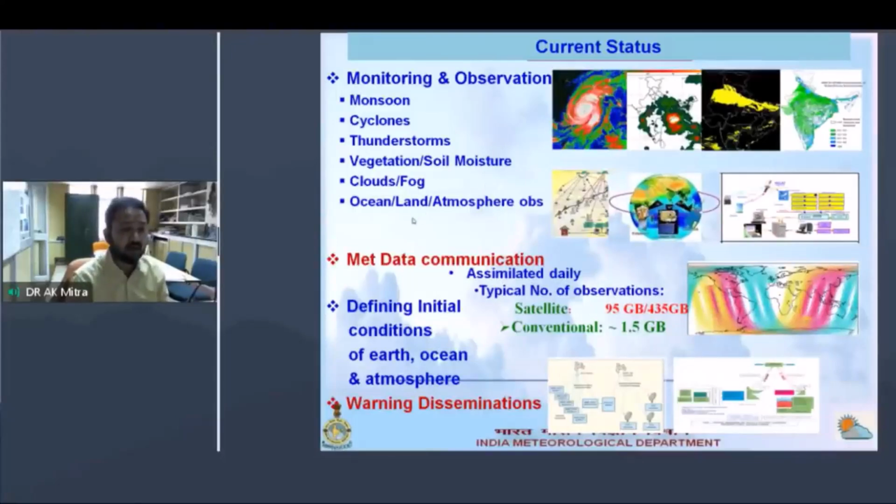Once you compile your data, you need to disseminate it. So that part is also most important as far as dissemination is concerned, because once you prepare your weather forecast, you need to disseminate it in a timely manner.